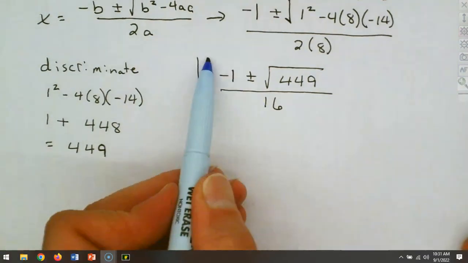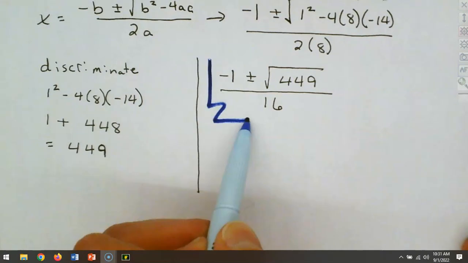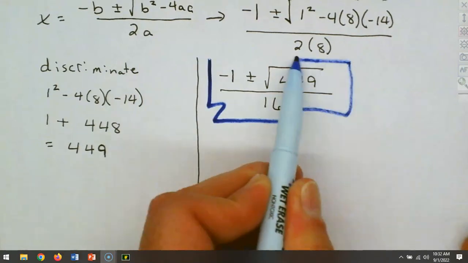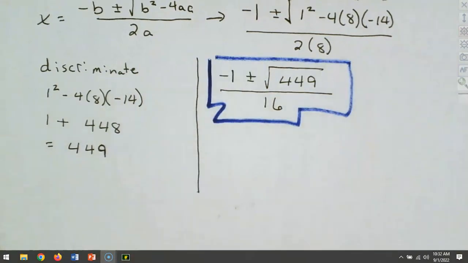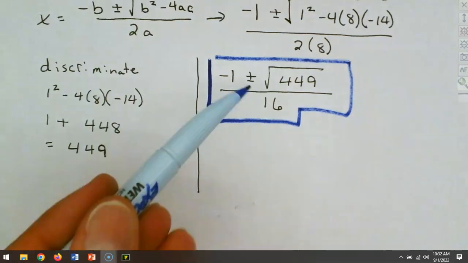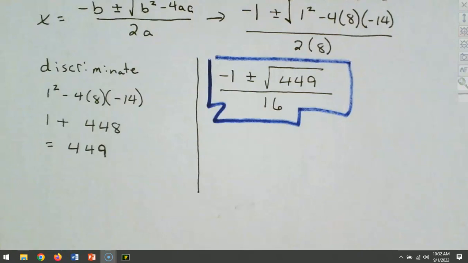1 and 16 have nothing in common, so that's not going to break down. So this would be your final answer there. Okay? Because you can split it up and try to reduce it, but there's nothing to reduce with that 16 below. And that 449 is not a perfect square, and it's not going to break down.